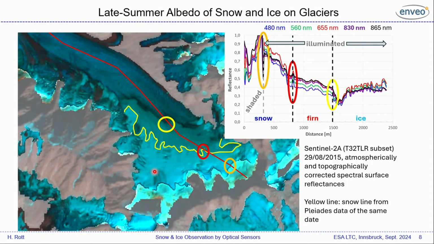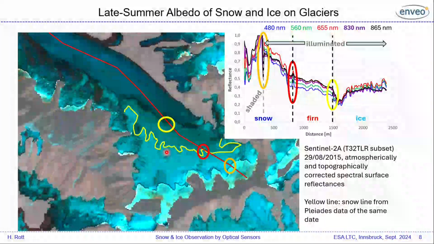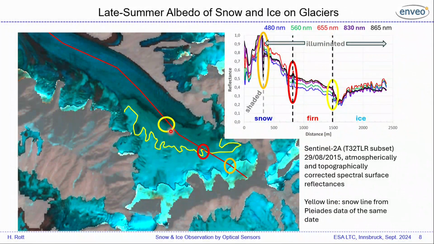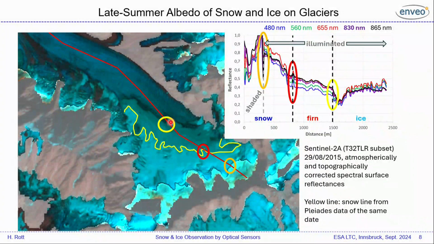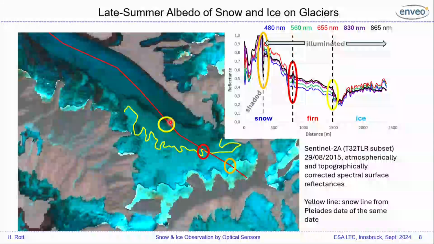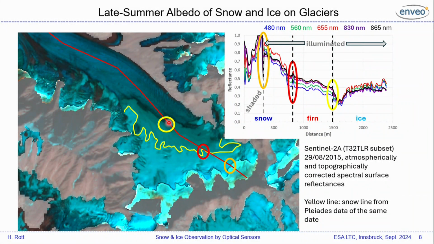And then we have here, actually it goes down, we have down here ice, and this dark part, or low reflectivity part, this is firn. Firn is largely polluted snow from previous years.